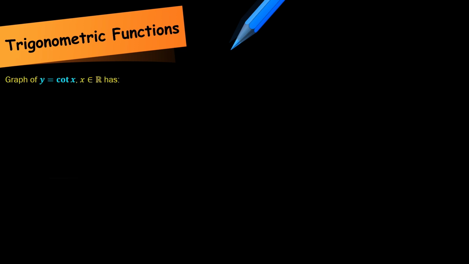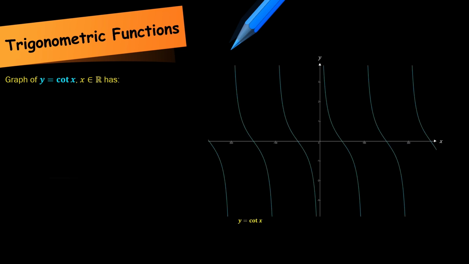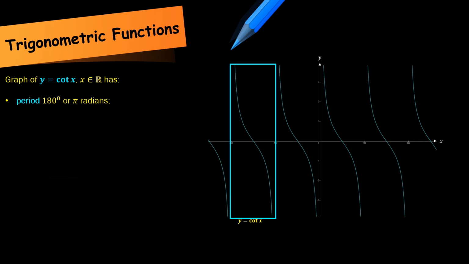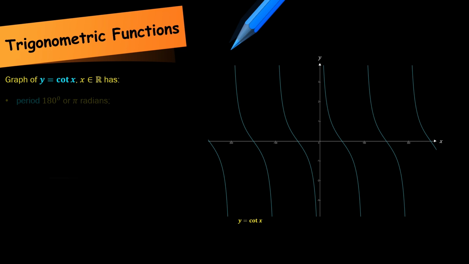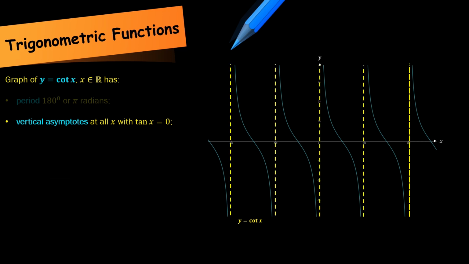We now examine the graph of y equals cot x for x in the real numbers. This looks something like this. It has a period of 180 degrees or pi radians, so the pattern repeats every 180 degrees, as shown. It has vertical asymptotes at all x with tan x equal to 0, as shown here.